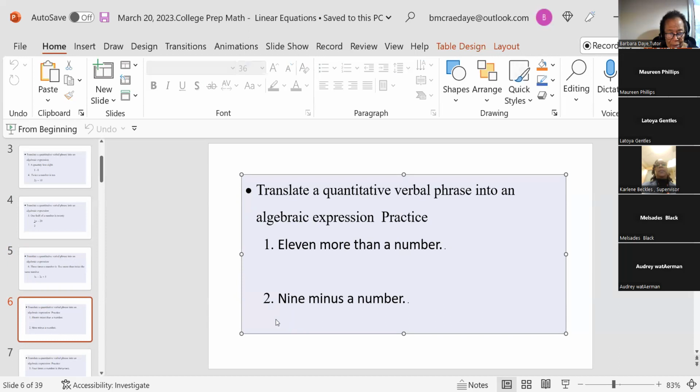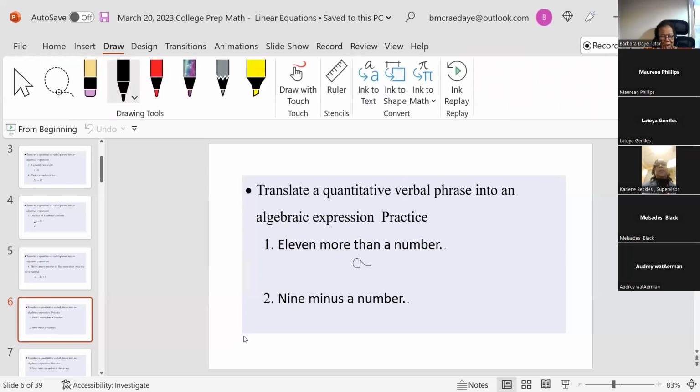Okay. Let's see. 11 more than a number. 11 more than a number. What does more than mean? What operation does it mean? Add. Add, that's right. So what should I write? Let me read this again. 11 more than a number. What should I write, Audrey? Picking a number, A to Z. Right here. Okay, A.